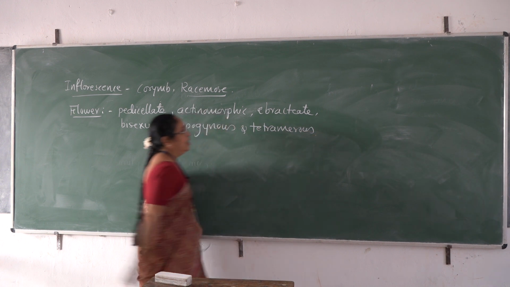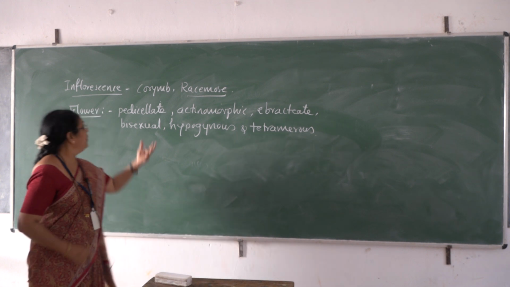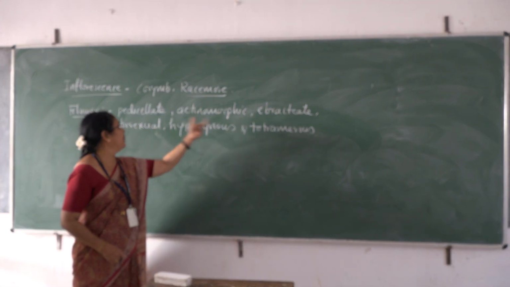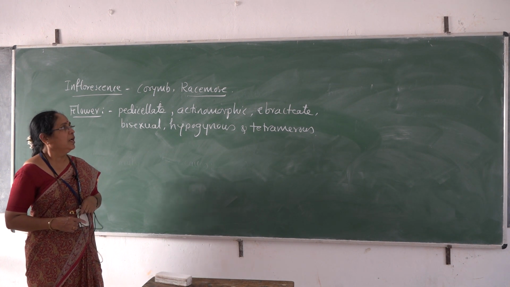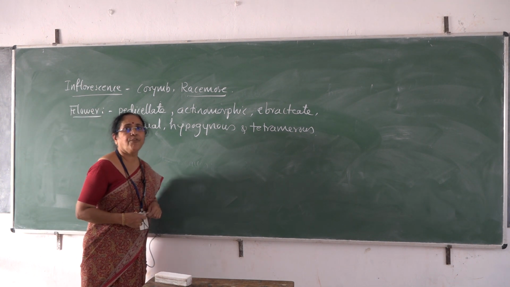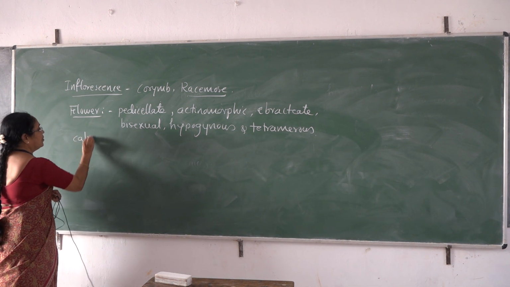Okay. So you search for the meaning in the earlier description. So pedicellate, actinomorphic, ebracteate, bisexual, hypogynous, and tetramerous flowers. This is the characteristic for the flowers. And after this, we have to begin with the calyx.